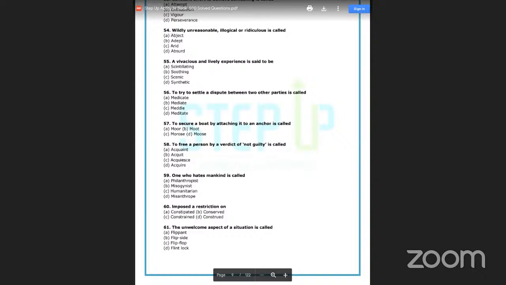The unwelcome aspect of the situation is called what? Something which you don't like. Okay, so flippant means showing that you do not take something as seriously as other people think you should. Flip side means the different side or something which is less welcome. Right? So the right answer should be the flip side. Flip flop is a type of footwear, right? Usually ladies wear flip flop sandals. Flintlock is a noun, that means a type of gun which was used in the past.